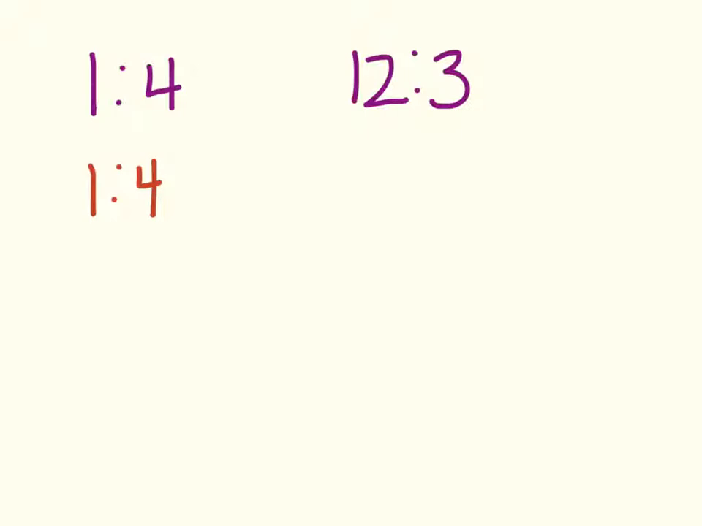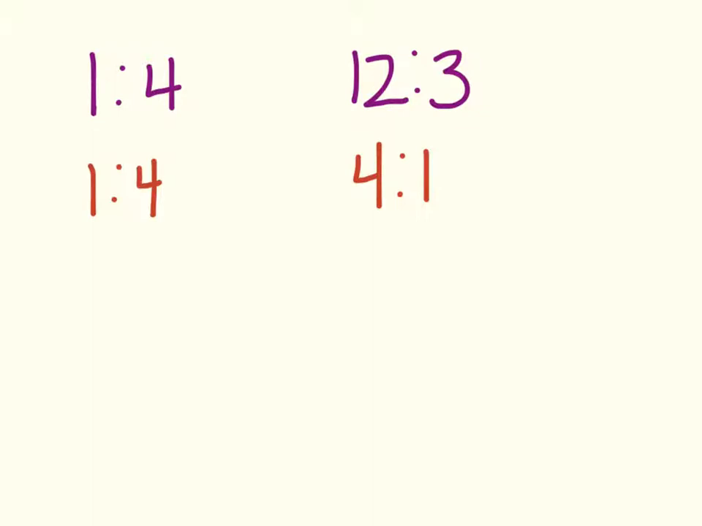Let's work through a final one together before you try some on your own. Are the ratios 1 to 4 and 12 to 3 equivalent? Well, 1 to 4 is already in its simplest form. 12 to 3, each side can be reduced by 3, divided by 3, giving us a ratio of 4 to 1. Is 1 to 4 equivalent to 4 to 1? No, it is not. They may share the same terms, but the order of the terms is important. 1 to 4 is not the same thing as 4 to 1.